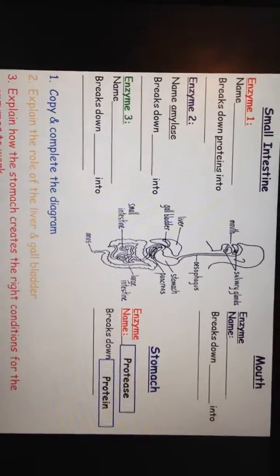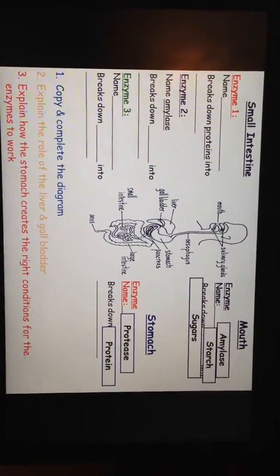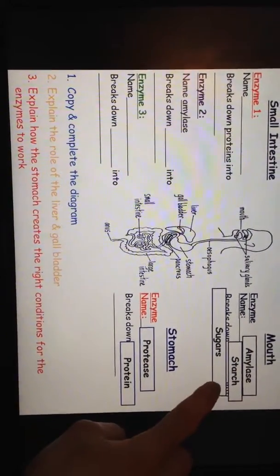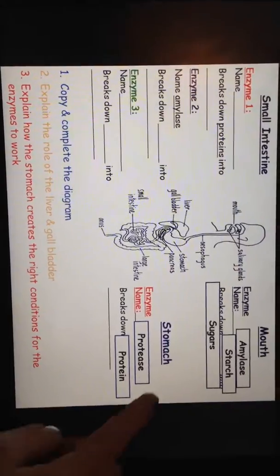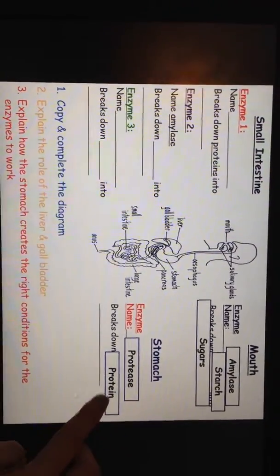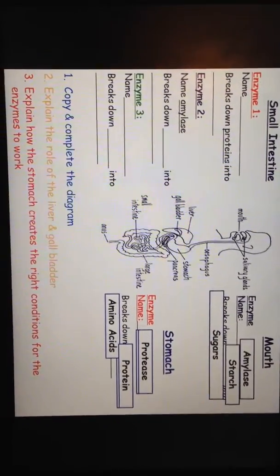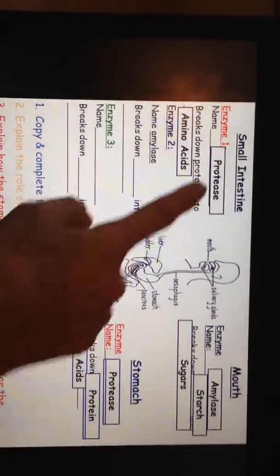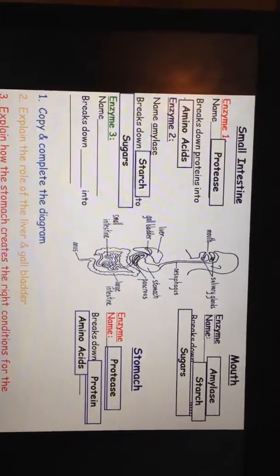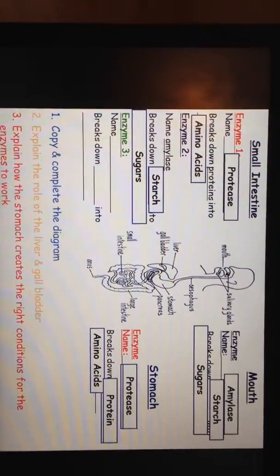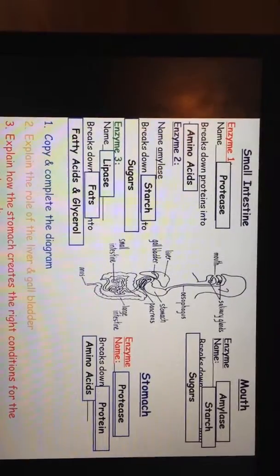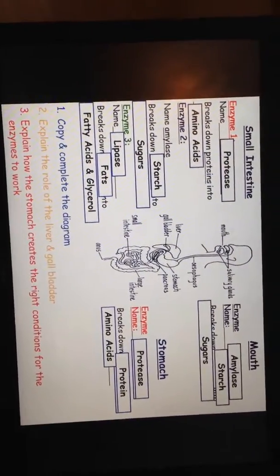Little recap here, which you actually will have done in class. We've got the mouth, amylase, the enzyme, breaks down starch into sugars. The stomach, protease, breaks down protein into amino acids. Small intestine, we've got the protease, again breaking down proteins into amino acids. Amylase, breaking down starch into sugars. And lipase, breaking down fats into fatty acids and glycerol.